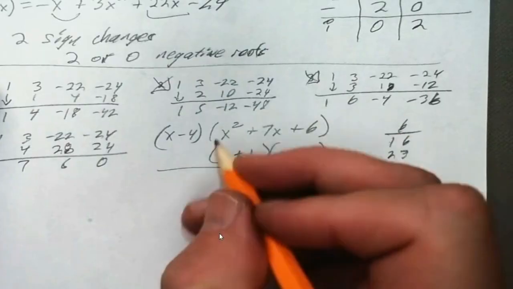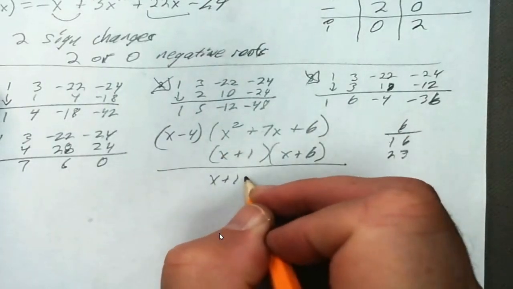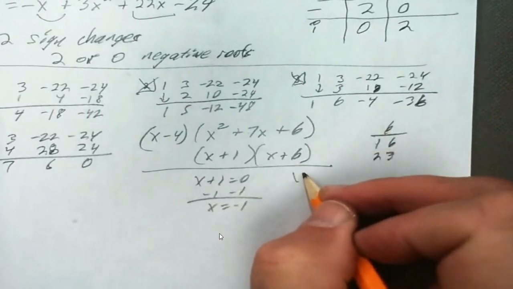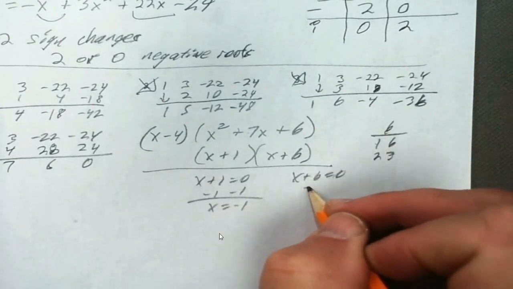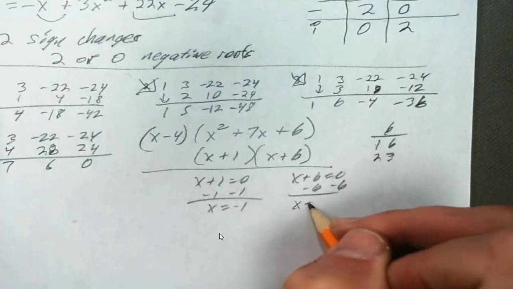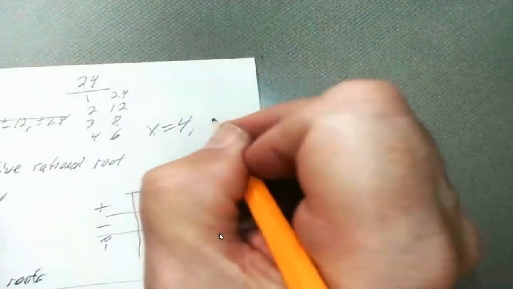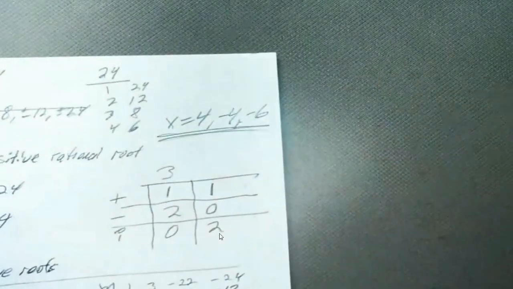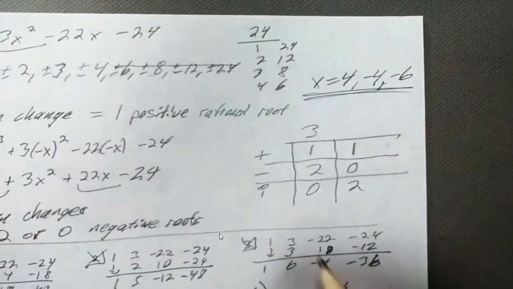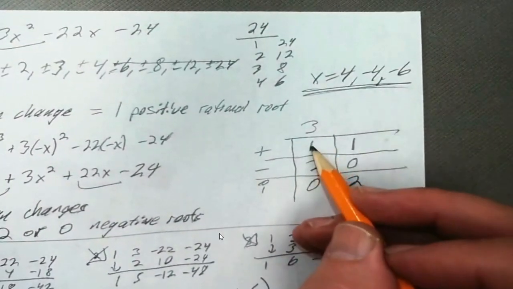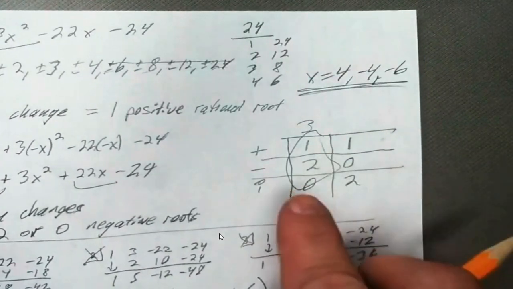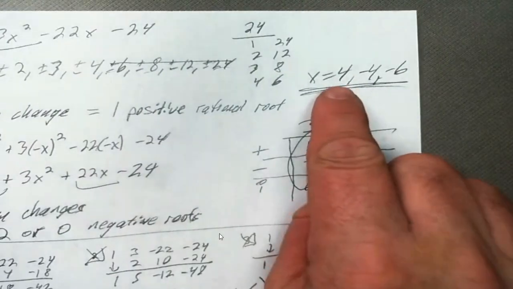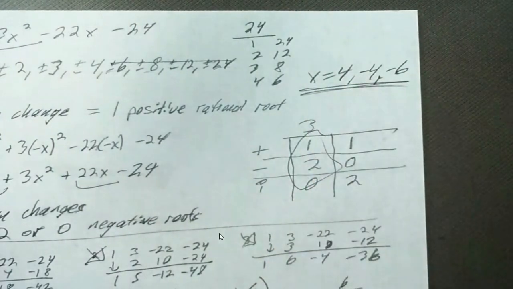So for the other solutions, subtract 1: x equals negative 1. And x plus 6 equals 0, so x equals negative 6. Now we know our solutions are 4, negative 1, and negative 6. And we're done because that's all there are. There are 3: one positive, two negative. That ended up being our situation. There are no imaginary solutions for this one.